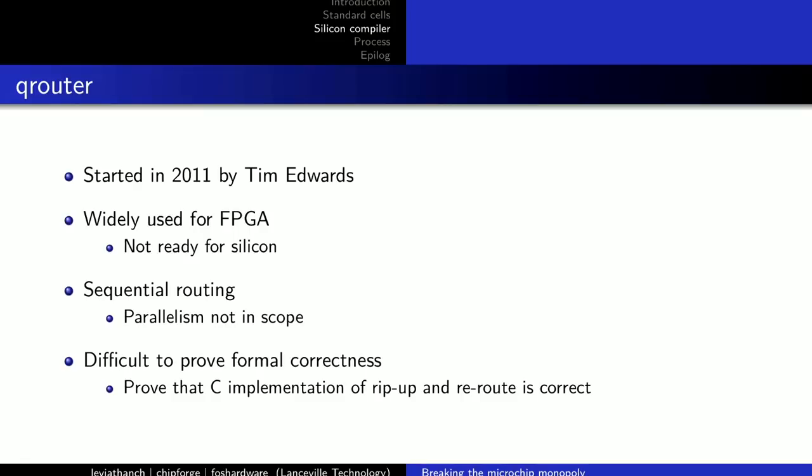Also, it lacks a very important aspect, in my opinion, which is formal correctness. So when we produce wafers in the fab, we want to make sure that they don't blow up in our faces. This is why we need some form of proof that our algorithms are correct, and therefore the result is correct.